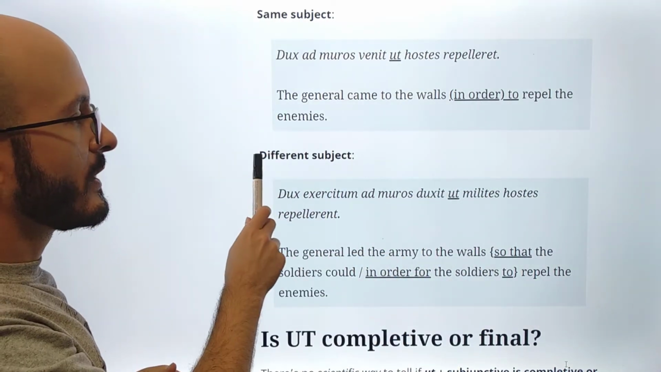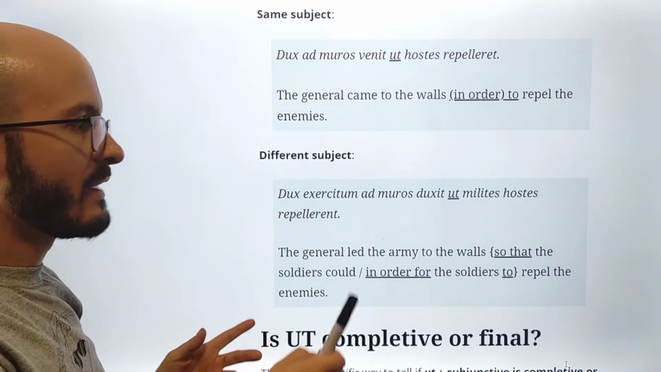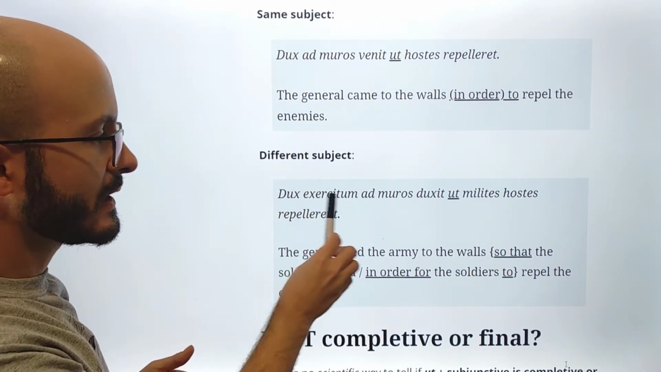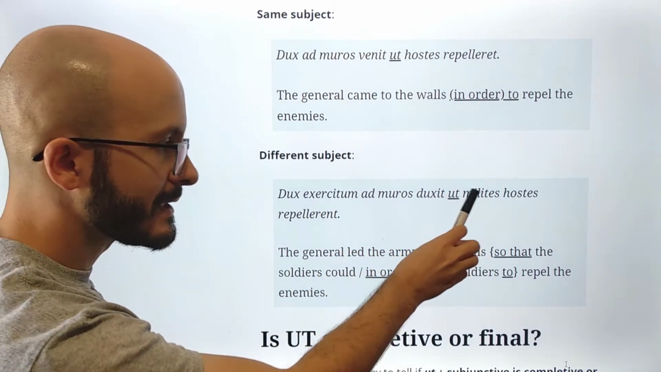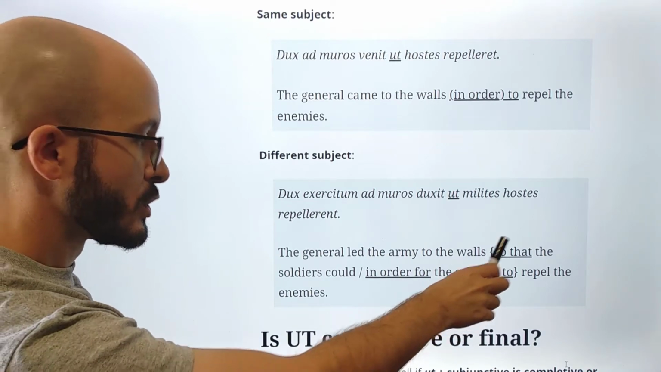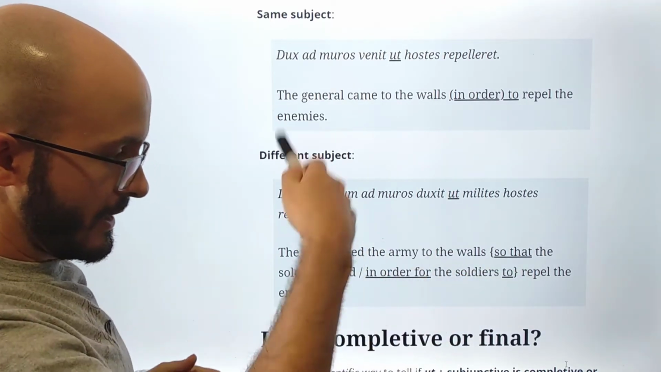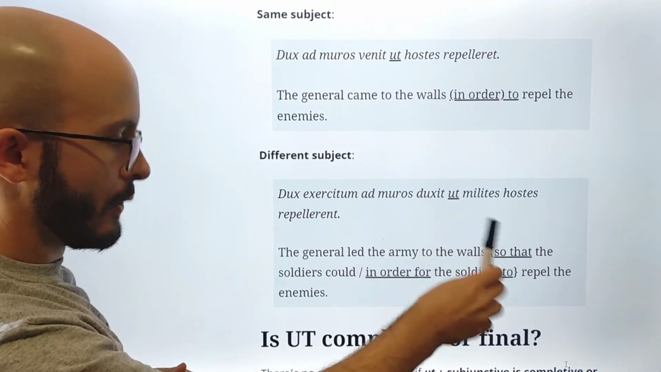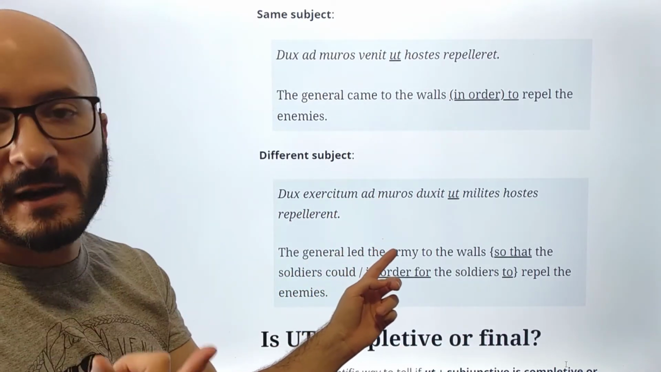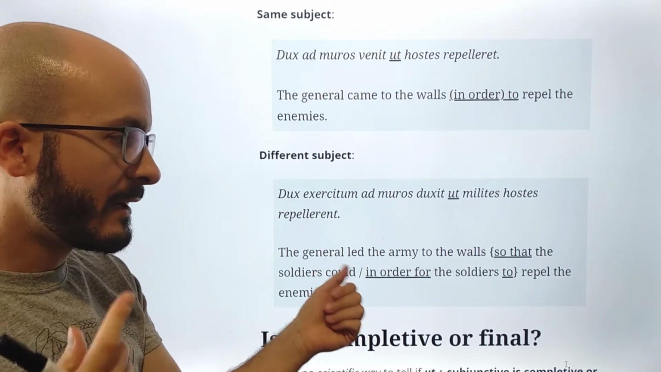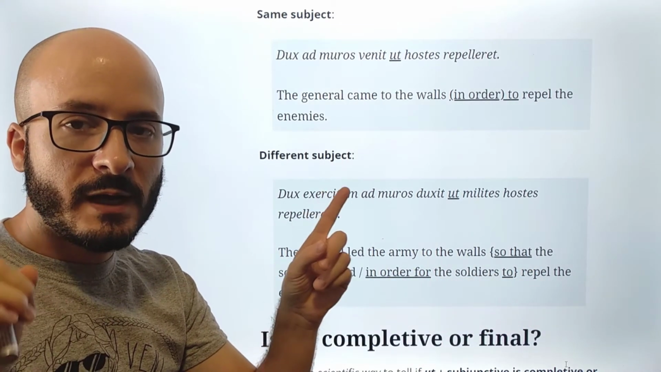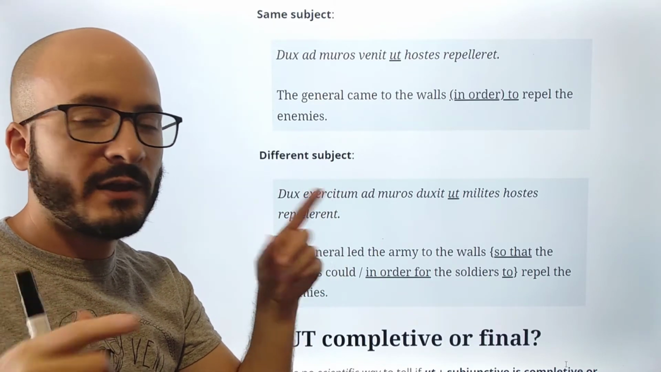But then, when the subject is different, let's see first. Dux exercitum ad muros duxit ut milites hostes repellerent. So the general led the army to the walls so that the soldiers could, or in order for the soldiers to repel the enemies. So who leads the army to the walls? The general. But then who repels? The soldiers. So now we have two verbs, and each of these two verbs has a different subject.